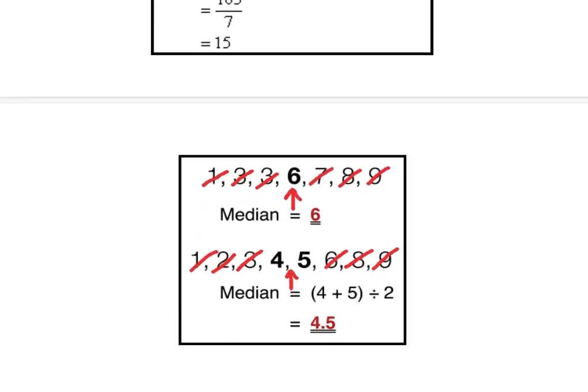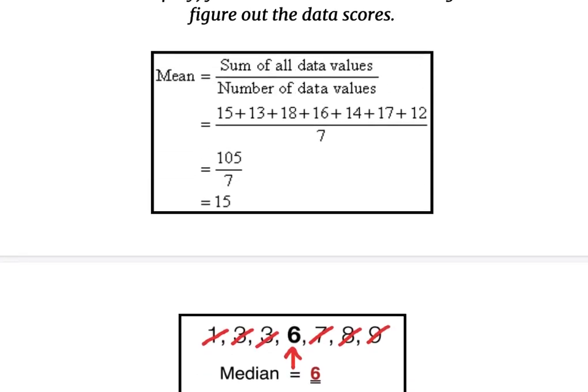And then for median, that's the middle, so you're going to cross off the same amount as in the beginning and in the back. You're either going to end up with one central number, or you're going to have to figure out the average or mean between the last two in the middle.